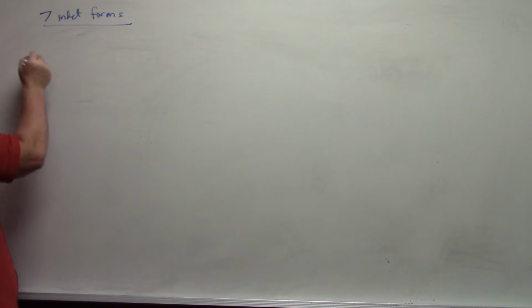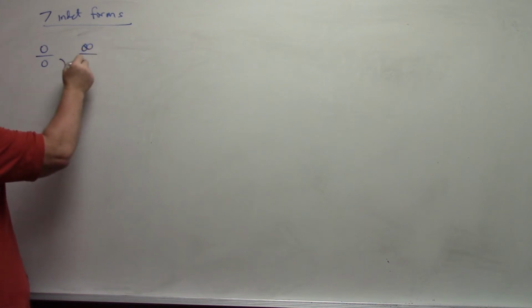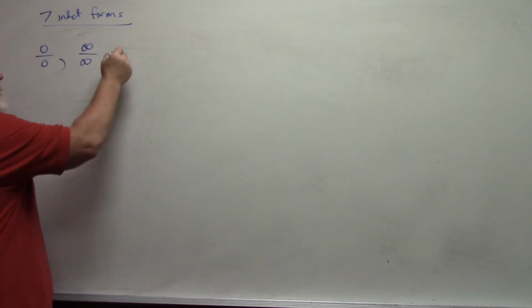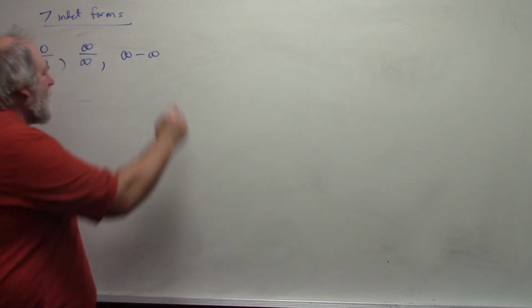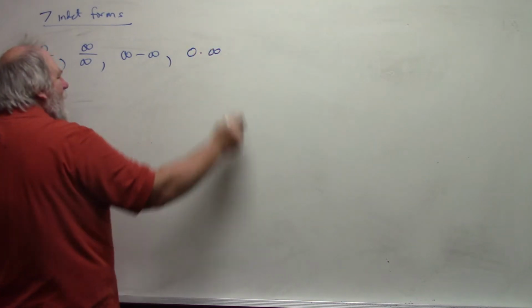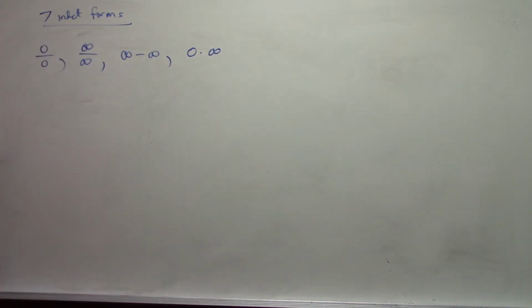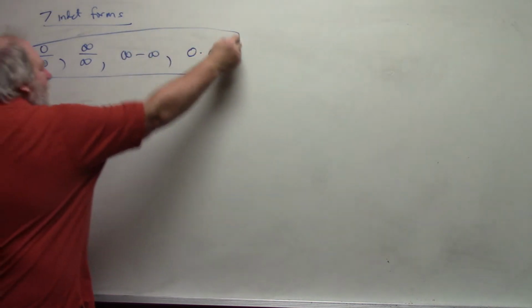Let me list them. We have where my limit approaches 0 over 0, infinity over infinity, infinity minus infinity. You've seen examples of all 3 of those types. The 4th type is 0 times infinity. One piece of my function is approaching 0, the other is approaching an infinity, doesn't matter which. These are the types that we're going to deal with in this video.